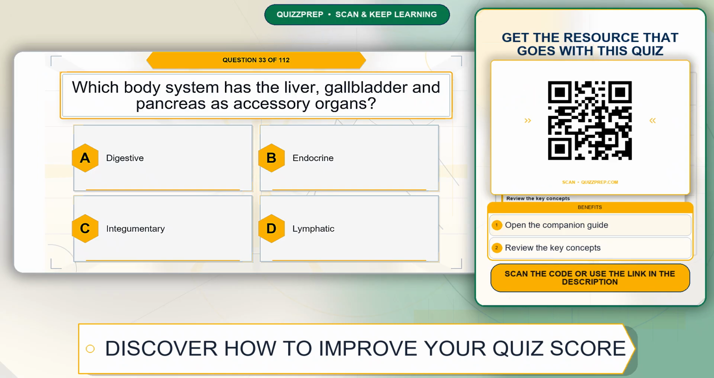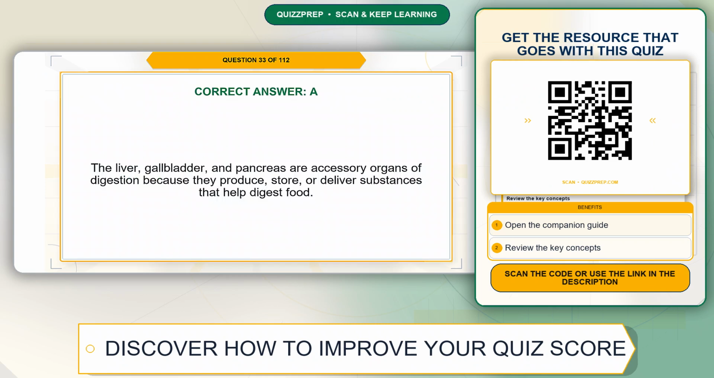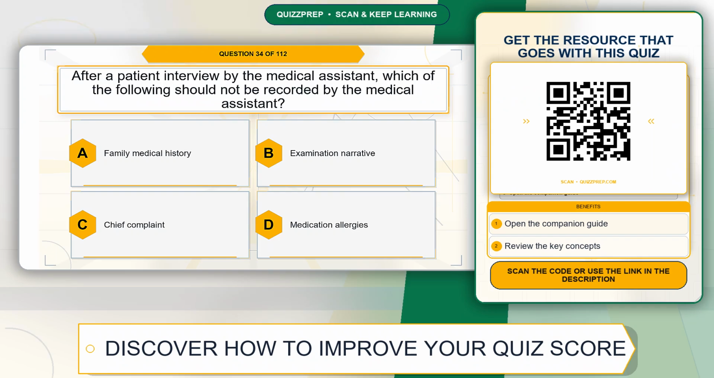Question 33. Which body system has the liver, gallbladder, and pancreas as accessory organs? Option A, digestive. Option B, endocrine. Option C, integumentary. Option D, lymphatic. The correct answer is option A, digestive. Explanation. The liver, gallbladder, and pancreas are accessory organs of digestion because they produce, store, or deliver substances that help digest food.